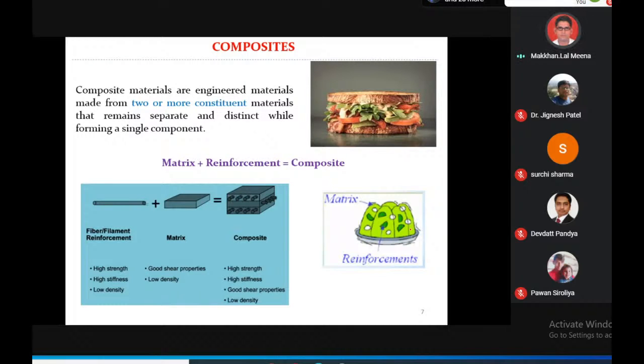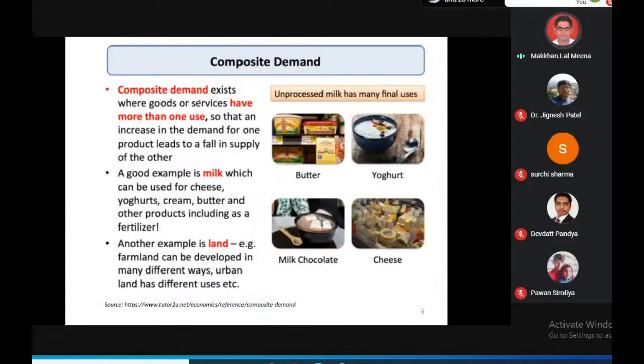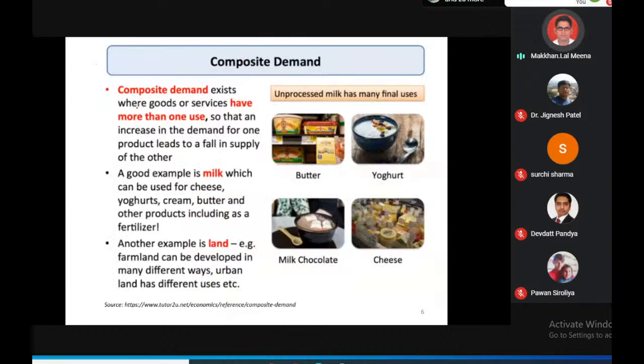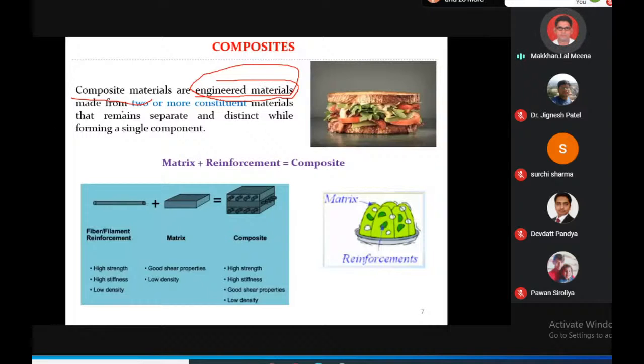Now we start with composites. Again I repeat, composite materials are engineered materials. We already discussed what engineering materials are, their classification, and their types. Composite materials, as we can see in this slide, means two or more constituent materials. Composite materials are engineered materials made from two or more constituent materials that remain separate and distinct while forming a single component.